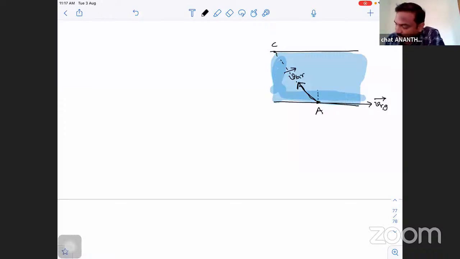Now the boatman is making an angle theta with the line perpendicular to the river, and the width of the river is W.